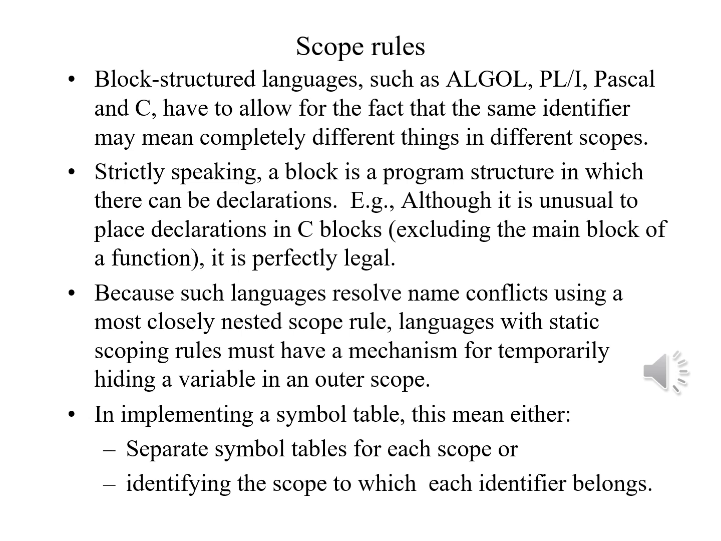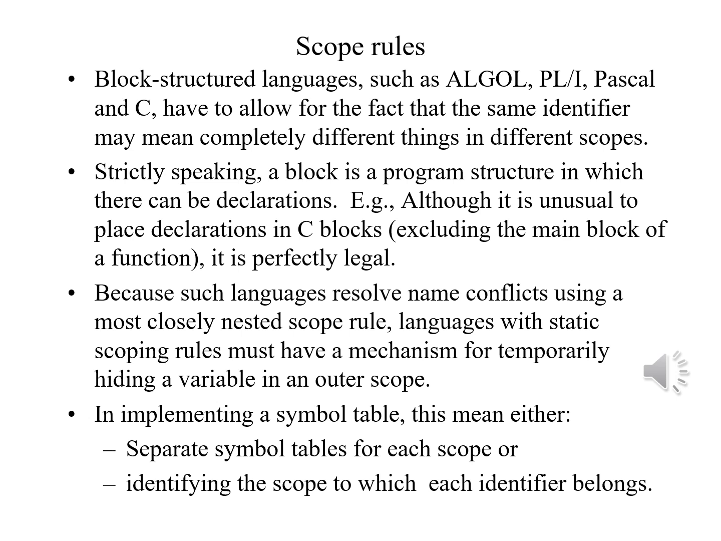Block-structured languages such as ALGOL, PL/1, Pascal, C, C++, and Java have to allow for the fact that the same identifier may mean completely different things in different scopes. Strictly speaking, a block is a program structure in which there can be declarations.